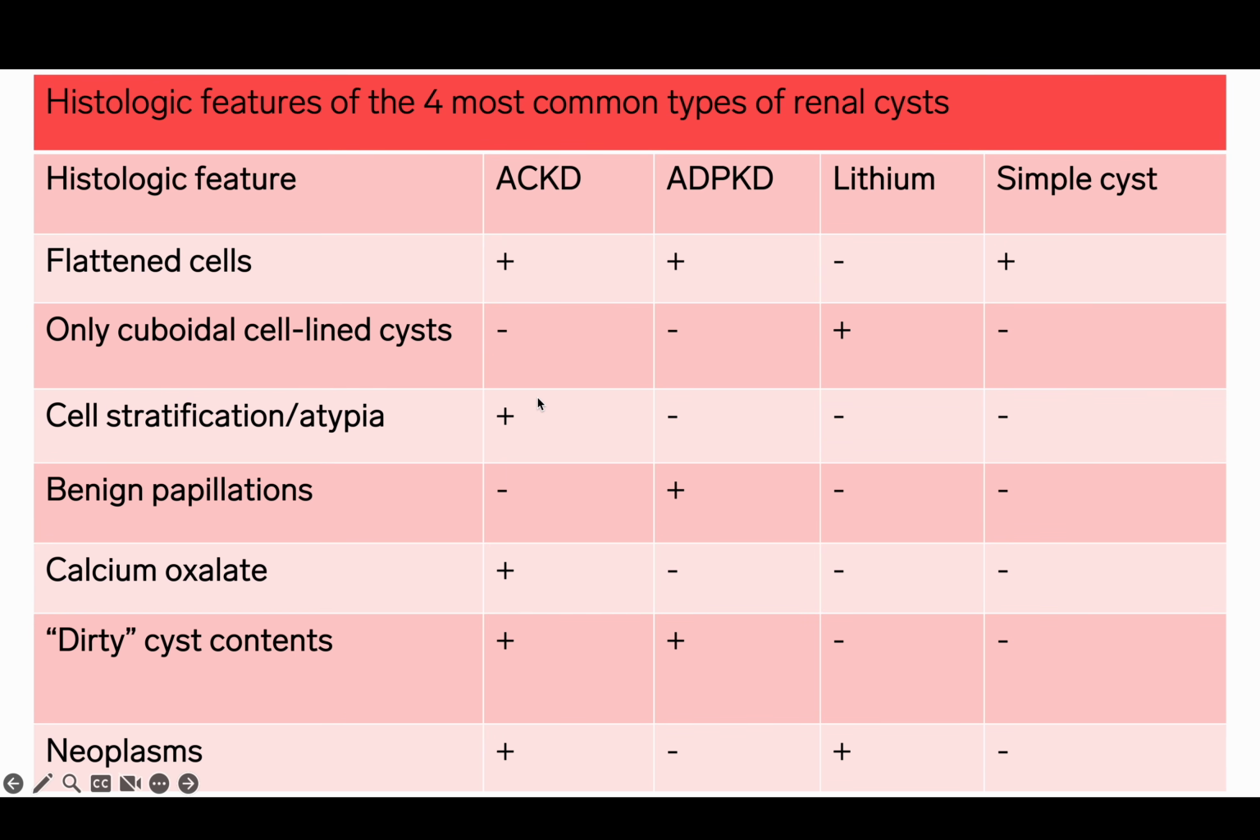However, that said, cell stratification and atypical cysts are limited to acquired cystic kidney disease, while benign papillomas are limited to autosomal dominant PKD. Calcium oxalate is particularly prominent in acquired cystic kidney disease. Both autosomal dominant and acquired cystic kidney disease show cyst contents that have a dirty quality, and neoplasms are most important in acquired cystic kidney disease, but also may be of concern in patients on long-term lithium therapy.